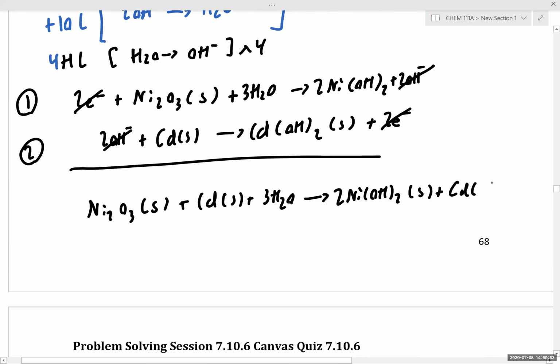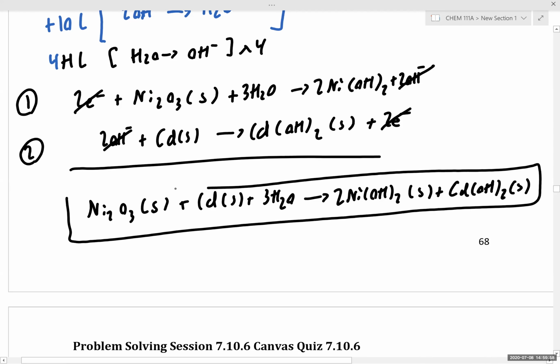plus cadmium hydroxide solid. And now, just as our last part of this exercise, I'd like you to check and tell me, is this equation balanced? Yep, it's balanced. So we put a check mark next to it.